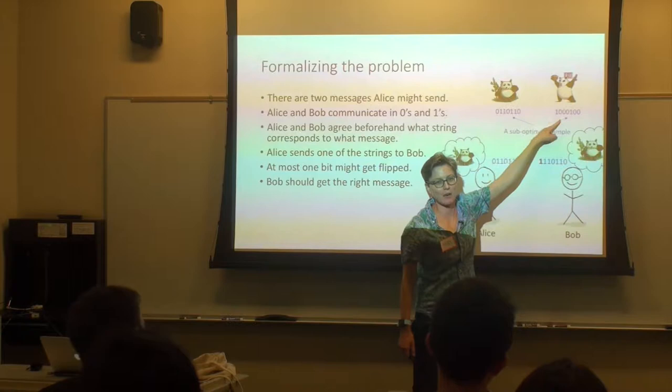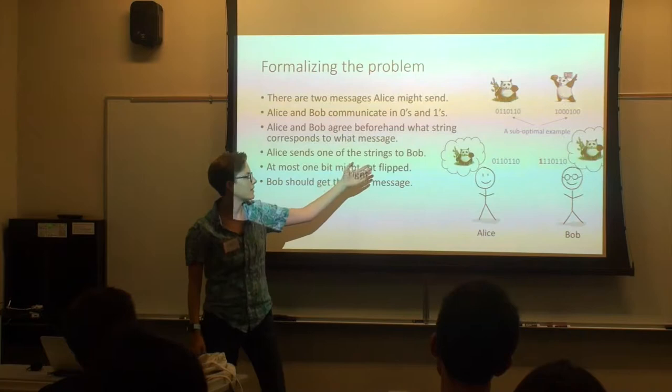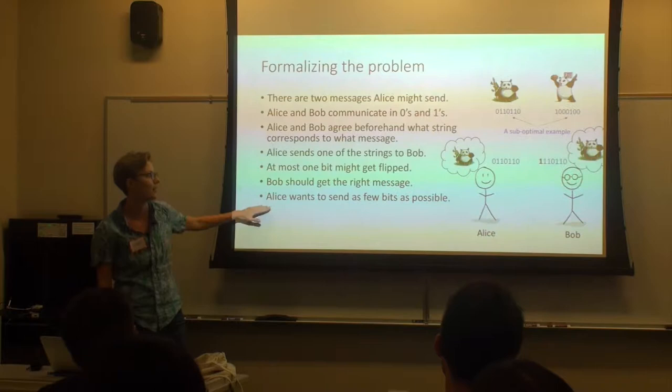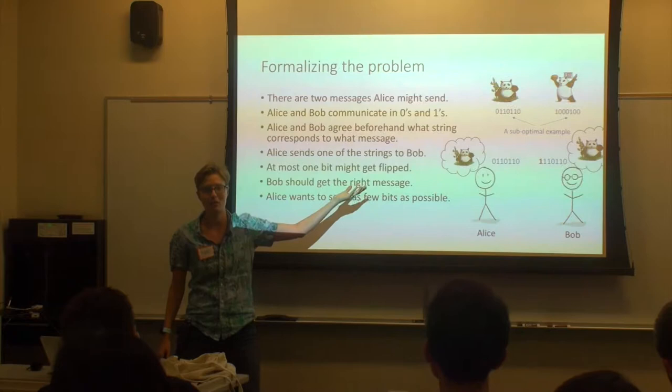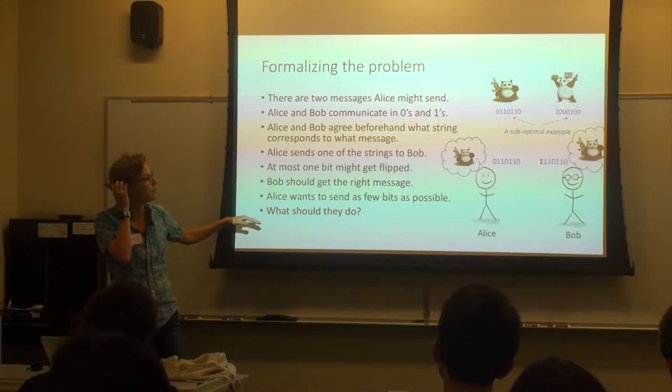So for this example, they can do this correctly, but Alice might be sending more bits than she needs to. And the goal here is for Alice to send as few bits as possible. Here she's sending 7 bits. They can definitely get away with 7 bits, but the question is, could they get away with fewer? So what should they do if they want to minimize the number of bits possible? Does everyone understand the question?